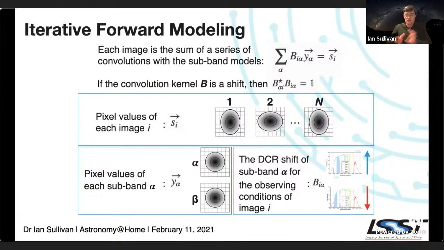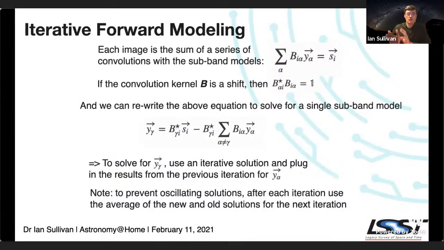This shift is shifting everything all over the place. It's not something you can directly solve. So how do we get around that? We can rewrite everything so that we're solving for just a single subband, with shifting back and forth all of the other subbands except for that same one.